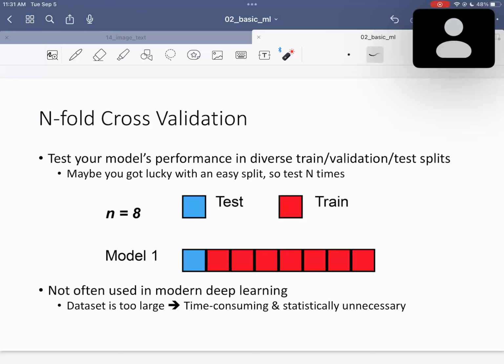For example, you cannot imagine doing n-fold cross-validation using GPT, right? GPT takes months to train, and you can't do n-fold cross-validation for it.